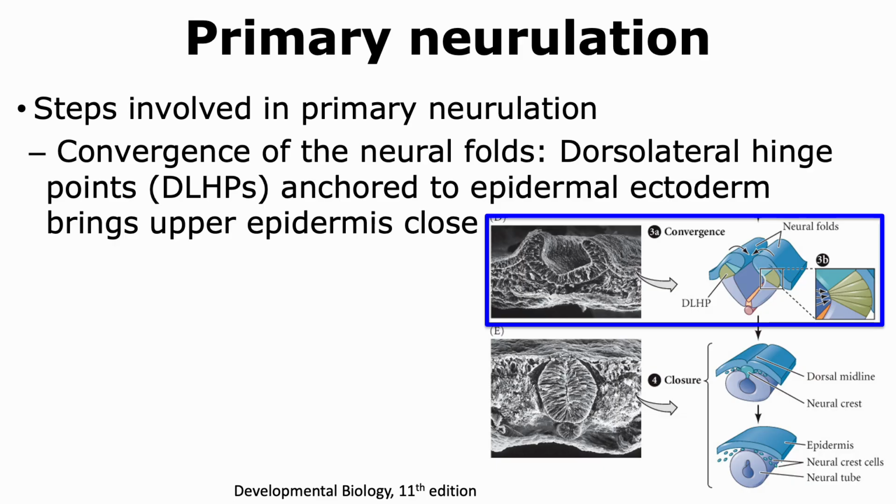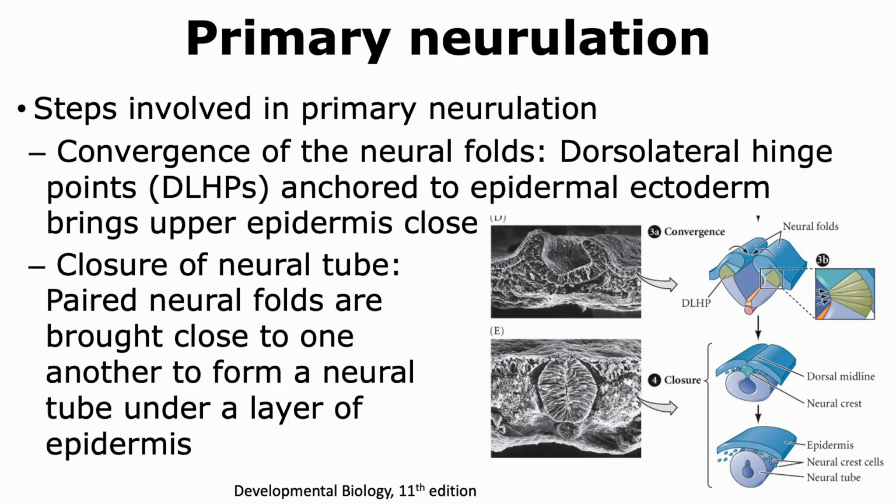So if we look at the figure in the blue box and we focus on the part of the neural folds, we're actually able to see that the two neural folds are coming close together. And not only is the neural plate coming close together, we can also see the surrounding epidermis that is also coming close together. Now we can see the dorsolateral hinge point as this green structure, and there is also a change in the shape of the cells to allow the formation of the dorsolateral hinge point, but it is this dorsolateral hinge point that actually allows the neural folds to come close together. Now the final step is the closure of the neural tube.